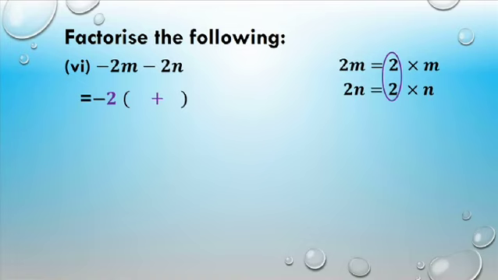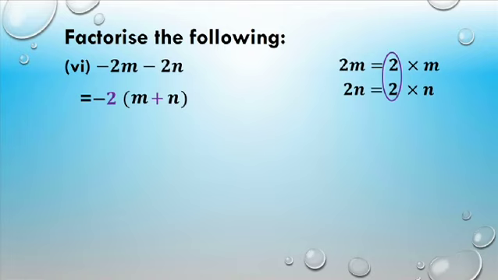So for the first term, 2m, I have 2 common, so I'm left with m. For the second term, I have n, which is left. So minus 2m minus 2n. When I factorize, I get minus 2 into m plus n.